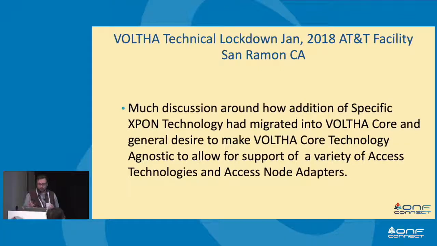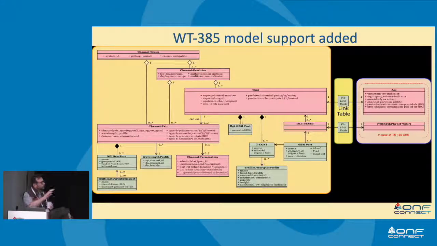The idea is that the VOLTHA core was designed to be completely technology agnostic, so that I could add OLT adapters that were EPON or XPON or any other kind of technology, and the VOLTHA core itself would just remain the same and agnostic to that technology. This is basically the WT385 model from the Broadband Forum that migrated into the VOLTHA core itself, as opposed to residing within the OLT adapter.